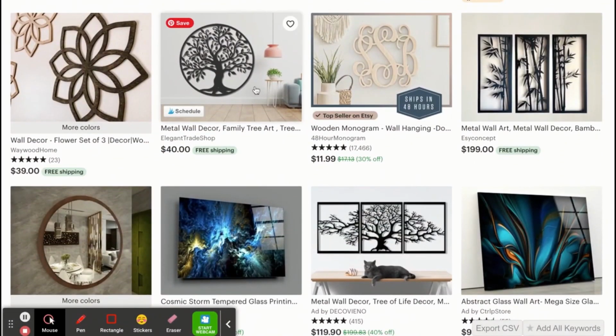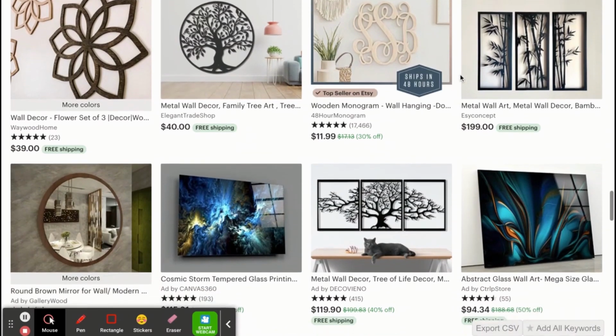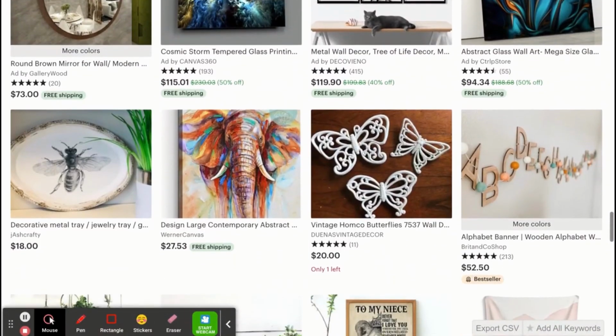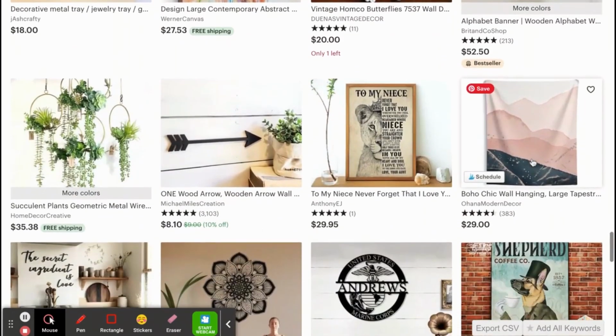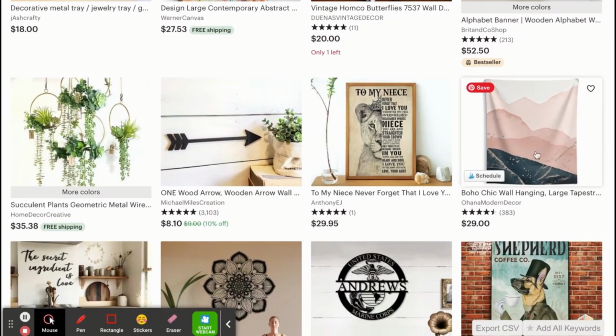There's a lot of these metal wall decor. Looks like it's popular. It might be slightly heavy. Alphabet banner, wooden alphabet. So this is being sold $52. So maybe this is something that I can look into on Amazon. Boho chic wall hanging. I like this one because it's a tapestry, so it wouldn't be as heavy, or you can fold it to make it small.